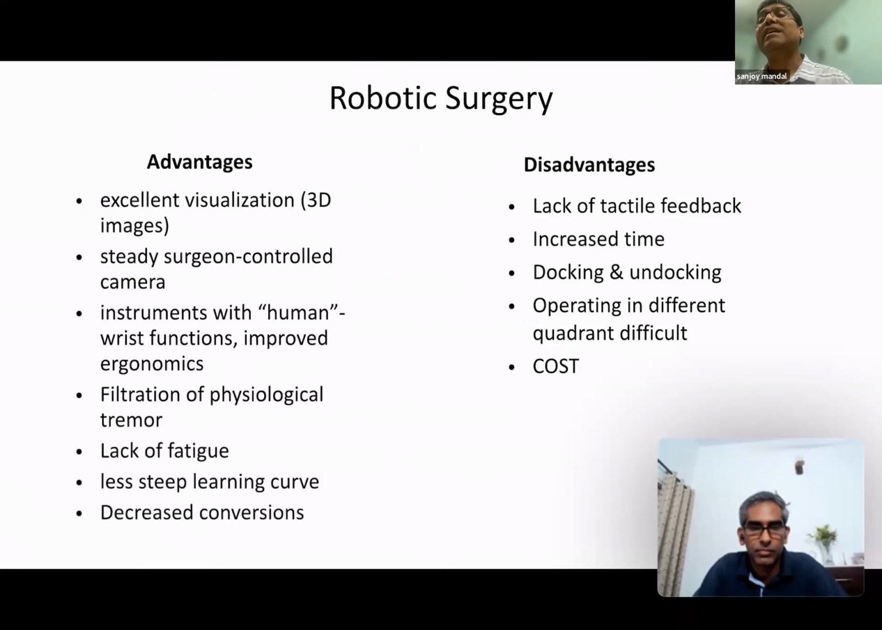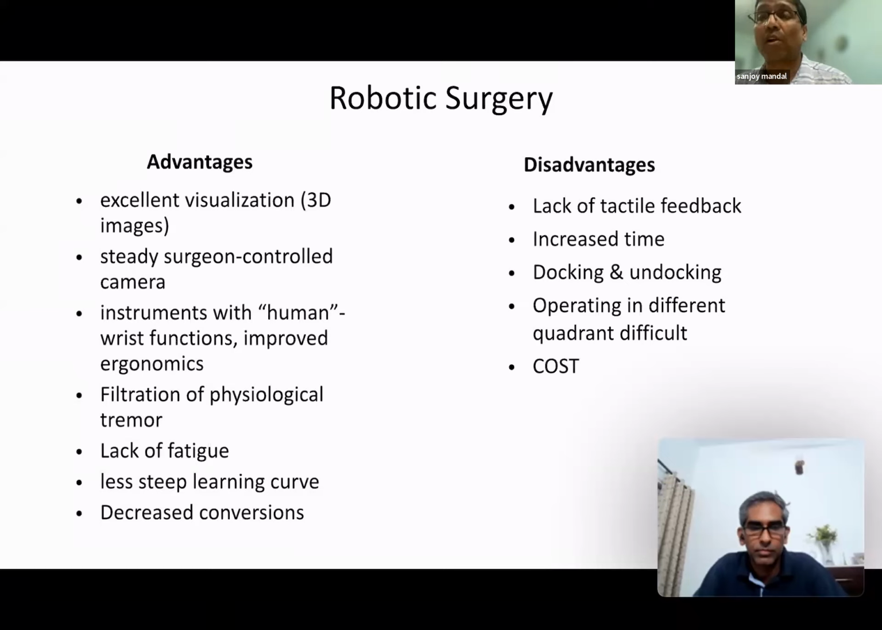Now, we cannot avoid robotic surgery. Robotic surgery has its advantages: excellent visualization, a steady surgeon-controlled camera, human wrist-like movements, filtration of physiological tremors, lack of fatigue for the surgeon, a less steep learning curve, and decreased conversions. There are disadvantages: lack of tactile feedback, increased time, the problem of docking and undocking, and difficulty operating in different quadrants. And obviously there is a cost disadvantage compared with laparoscopy.